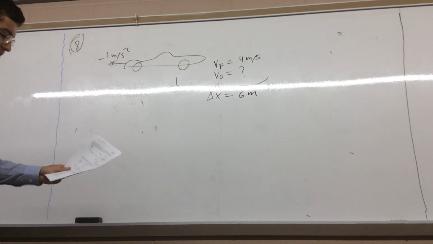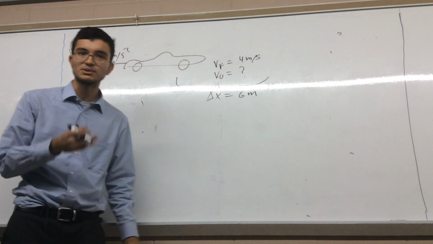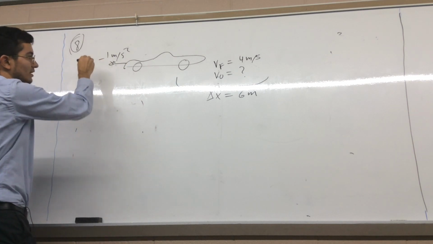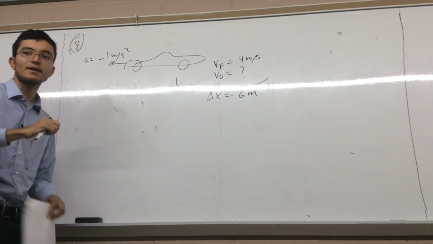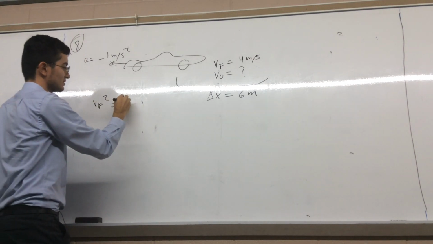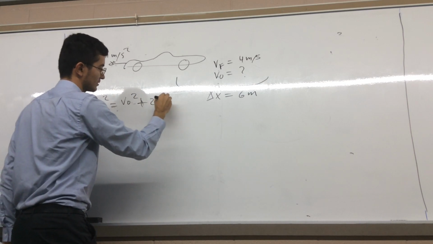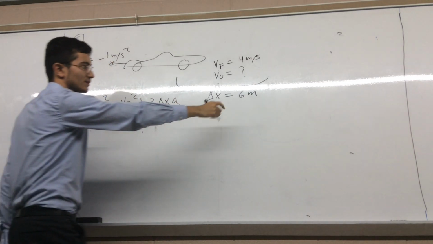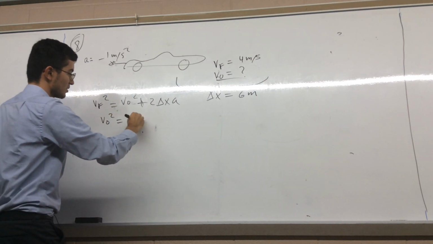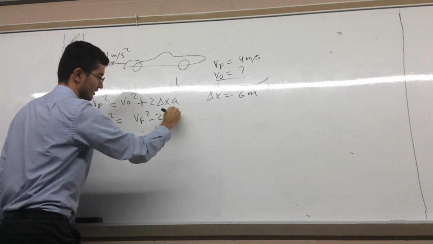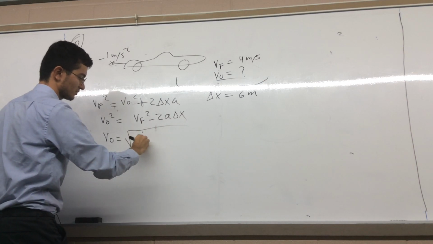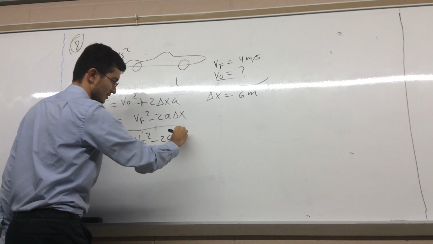So we just have to use one of the kinematics equations. Which kinematics equation does this sound like? We have acceleration, we have delta x, and we have V final. Third kinematics equation. Yeah, so let's use V final squared equals V0 squared plus 2 delta x a. Solving for the initial velocity, V0 squared is equal to V final squared minus 2a delta x, and then we take the square root on both sides. So it's going to be the square root of V final squared minus 2a delta x.